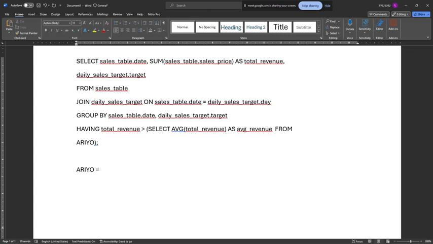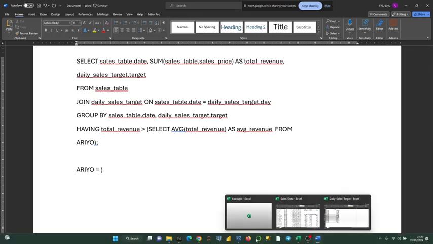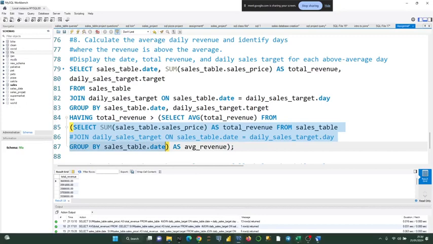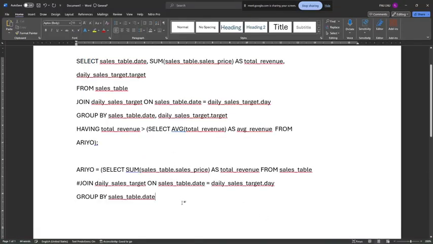Ario is what? Ario is a select statement that has this, right? I know that this is Ario. But instead of writing this inside of this, I will just say having total revenue, select total average revenue as this from Ario.